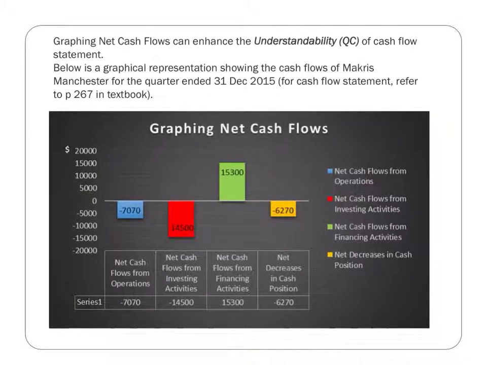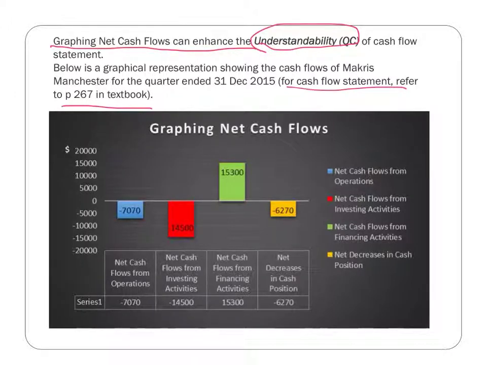Have a look at this graph over here. I've plotted this graph. You can see that if we graph net cash flows, then it can enhance the qualitative characteristic of understandability. It's a graphical representation showing cash flows of Marcus Manchester for the quarter ended 31st December 2015. For the actual cash flow statement, just refer to page 267 in your textbook.